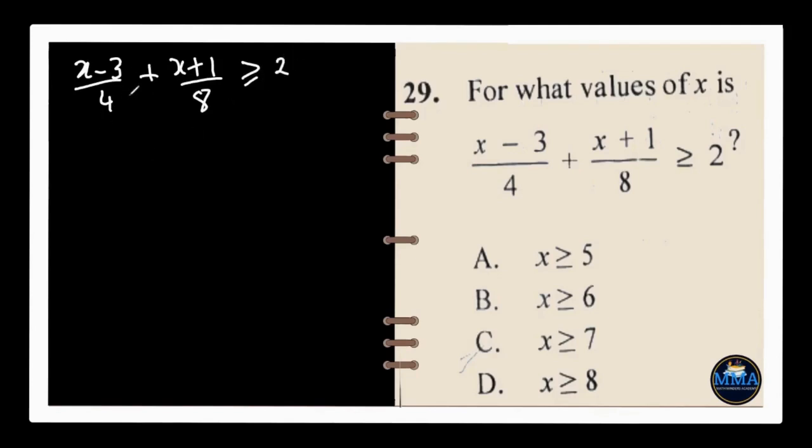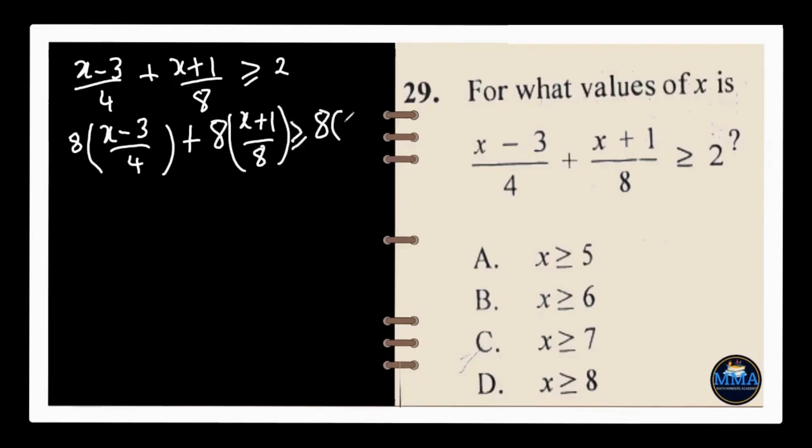Now we need to clear this fraction using the LCM. Of course, the LCM here is 8. 4 can also go in 8. So multiply each term by 8. So what you have here is this plus multiply this by 8. This x plus 1 all over 8.